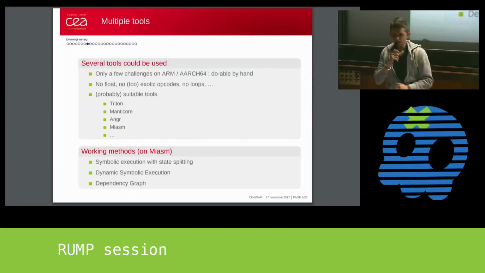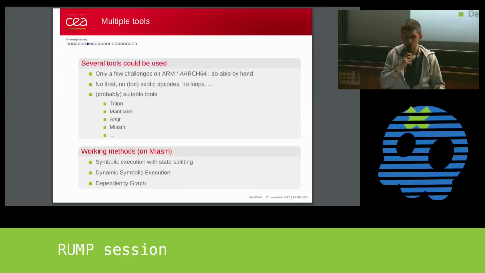The other goal is that multiple tools can be used to solve this. There are only a few challenges on ARM architectures because a lot of tools do not support it yet. So they are doable by hand. It's boring, but you can do it. There is a kind of reward for the people who do it automatically. We don't have floats, we don't use too exotic opcodes, no loops, and we think that this challenge is solvable with Triton, Manticore, angr, Miasm.